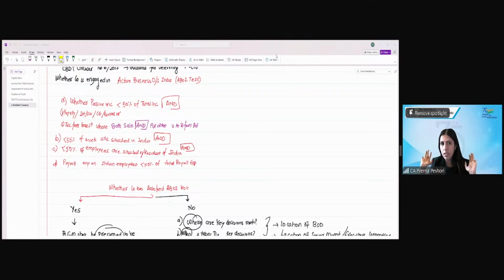income. Fine. Secondly, less than 50% of the assets are situated in India. Third, less than 50% of the employees are situated in India or are resident of India. Fourth, the payroll expenditure on such employees is less than 50% of the total payroll expenditure. Only when you satisfy all these 4 tests, it will be considered that the active business is outside India. Are we clear? Yes or no?